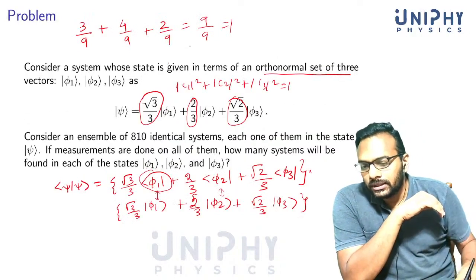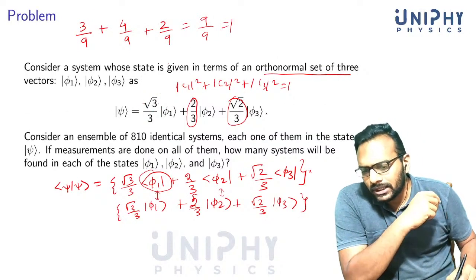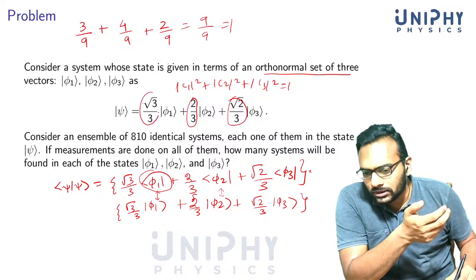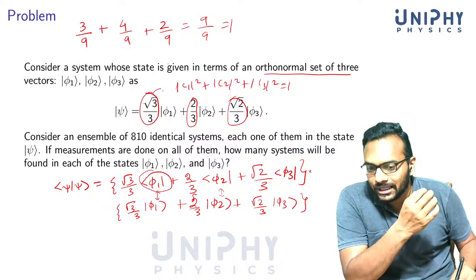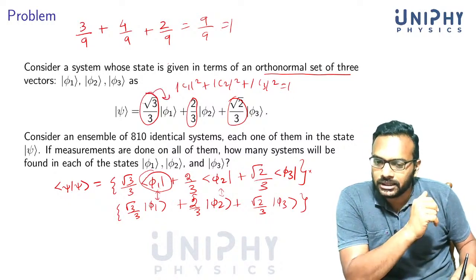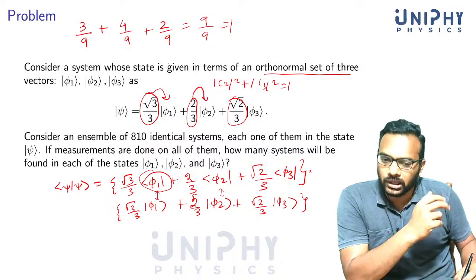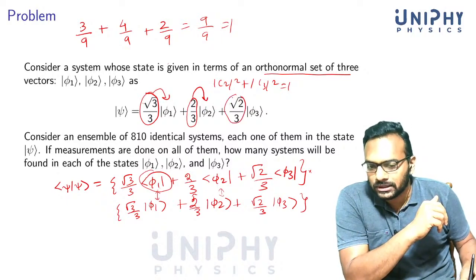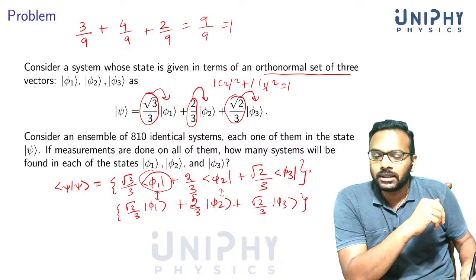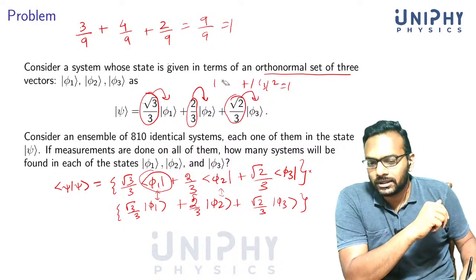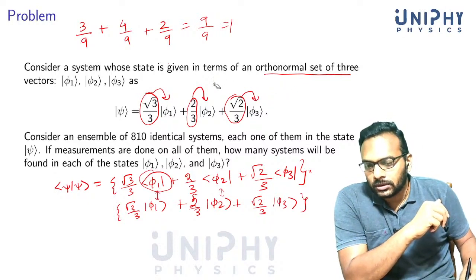Now what we need to find is that once this is normalized, the modulus square of this is the probability that the state will reduce to phi 1 after measurement. The modulus square of this is the probability that the state will reduce to phi 2 after measurement. The modulus square of this quantity is the probability that the state will reduce to phi 3 after measurement. So what is probability?